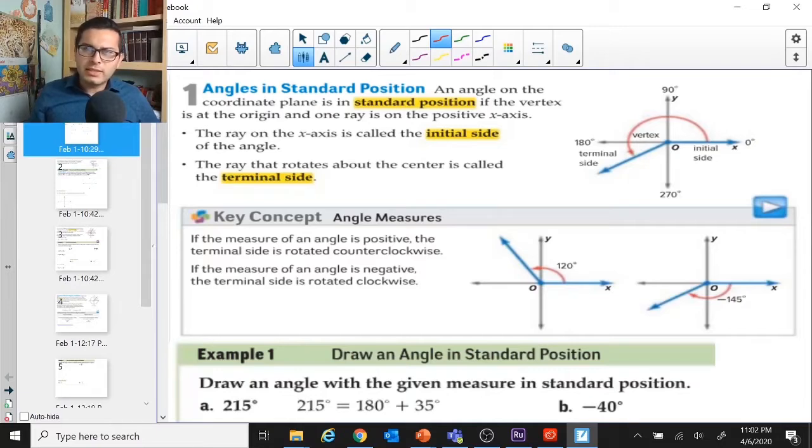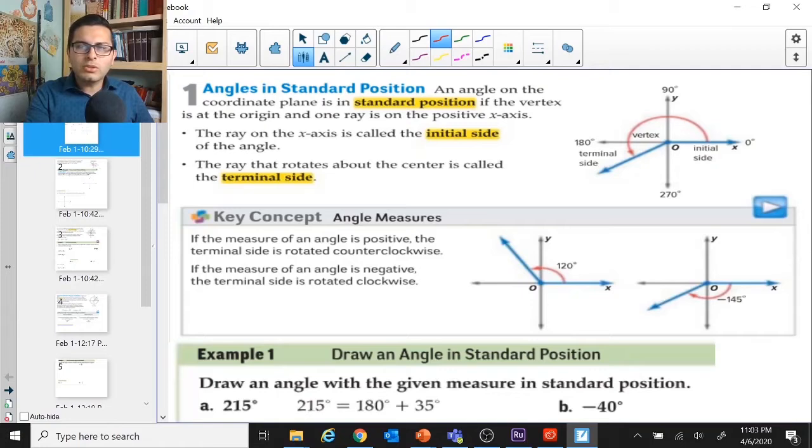Now, what is standard position? And this is very important that you know what this is. Standard position has two sides to an angle. The first side, being the initial side, is always going to be pointing to the right. If you notice this diagram right over here, this initial side is going to be pointing to the right. It's not going to be pointing up, not to the left, not down. It's going to be pointing to the right.